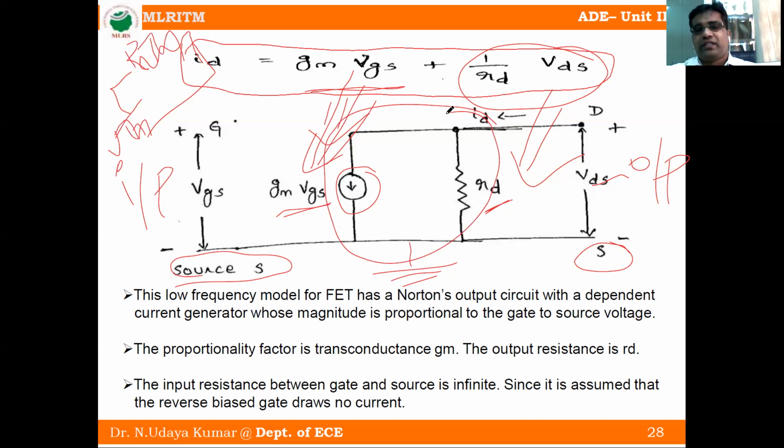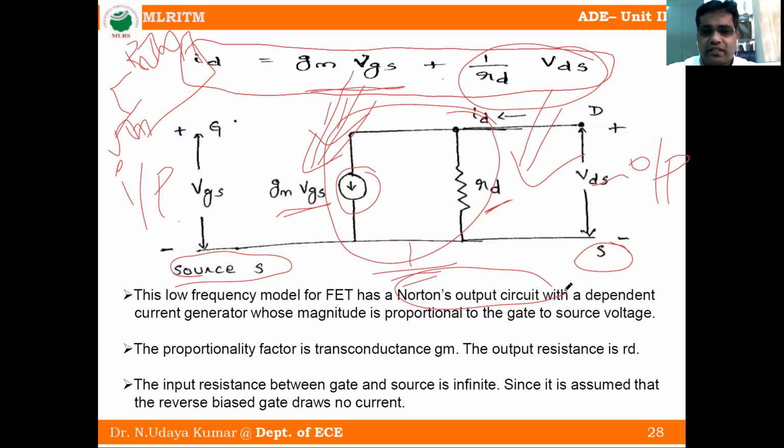So a Norton circuit is nothing but a dependent source connected with a parallel resistance. That is called a Norton circuit. So this low frequency model for FET has a Norton's output circuit because it looks like a Norton circuit: one dependent source, and parallelly one resistance. That is called Norton's output circuit with a dependent current generator whose magnitude is proportional to the gate to source voltage.